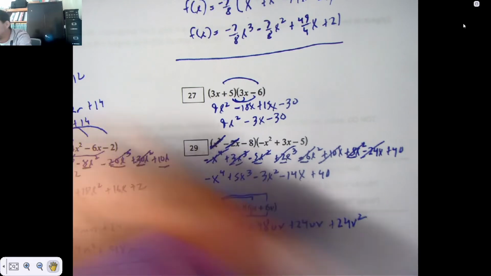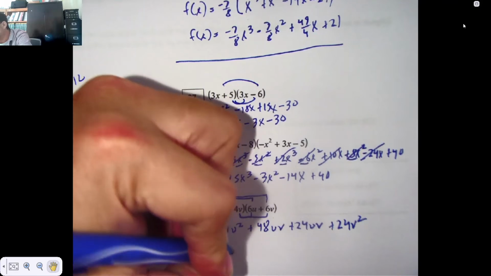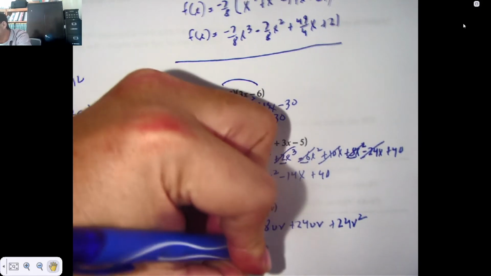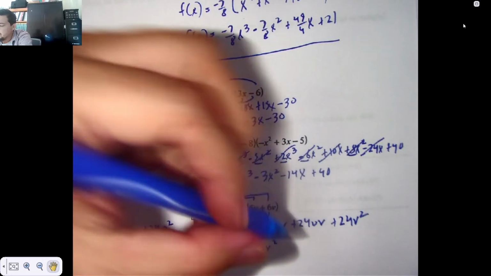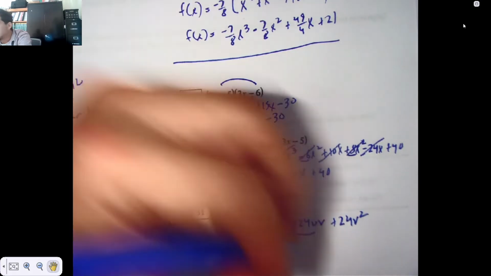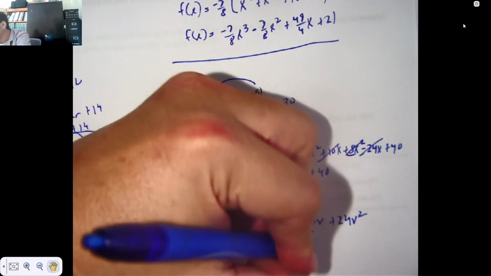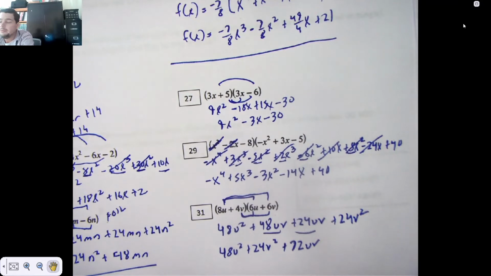So standard form here, we got a 48u squared, we got a 24v squared. Then we just combine these two likes, which is going to be 72uv. Almost done. I think I got 4 to go, and then I'll be done with your homework finally.